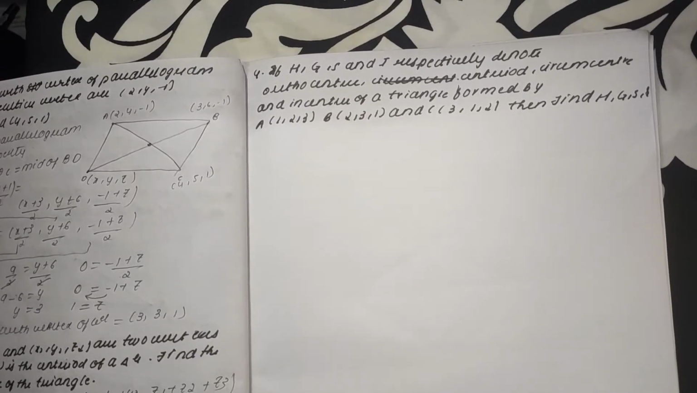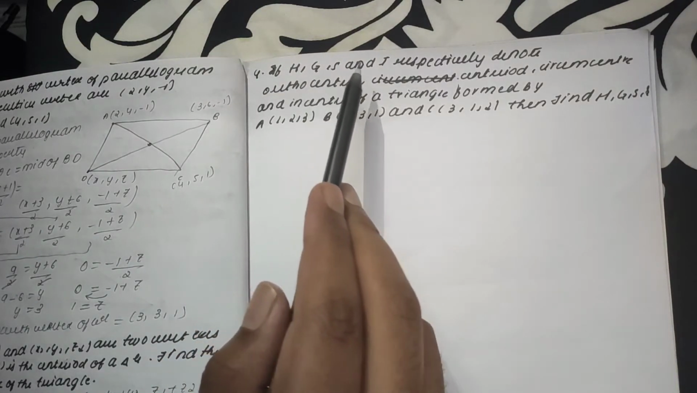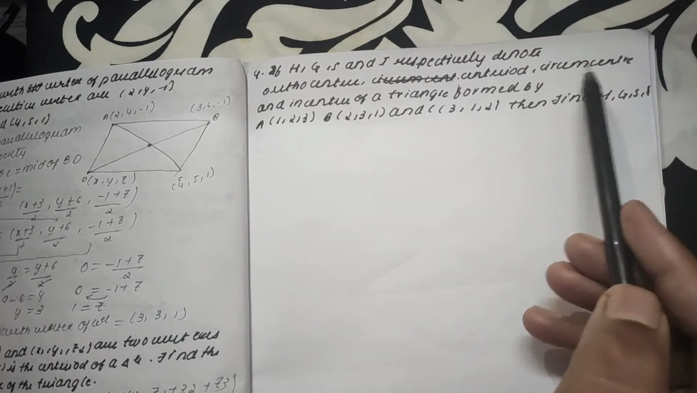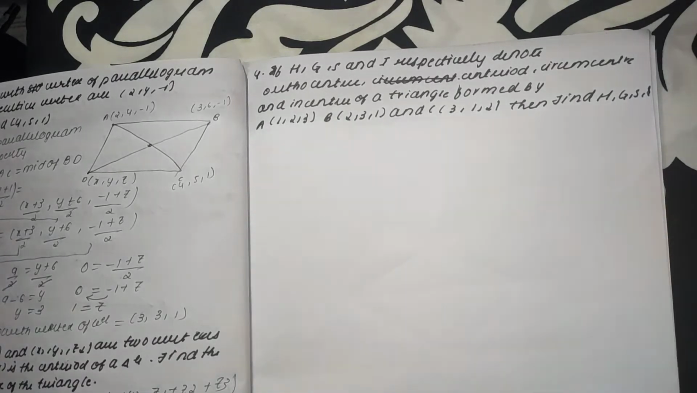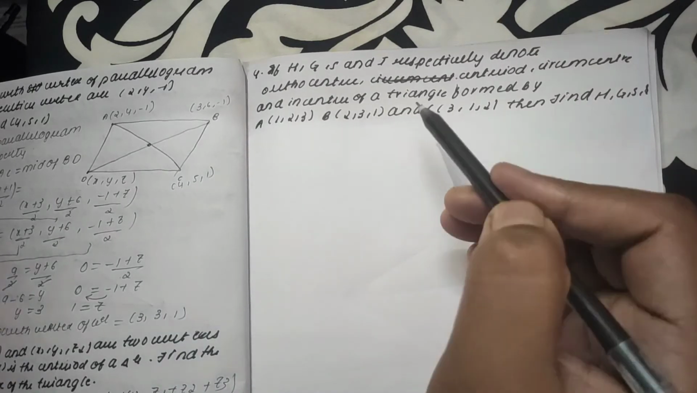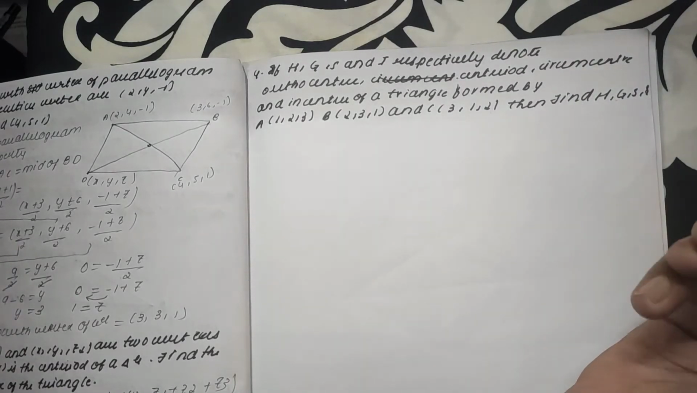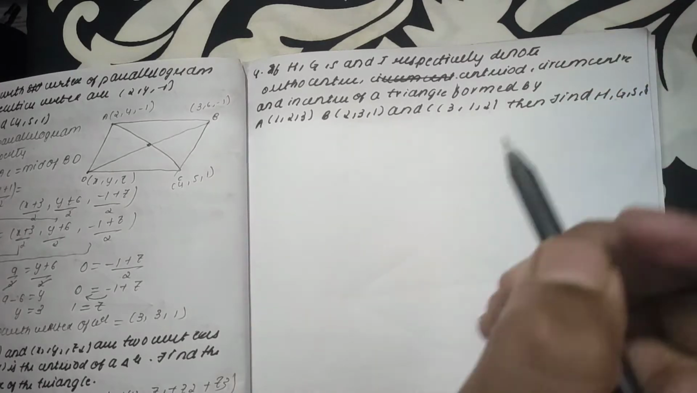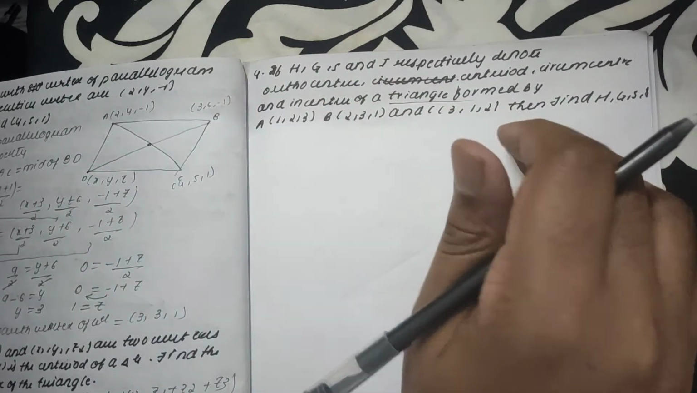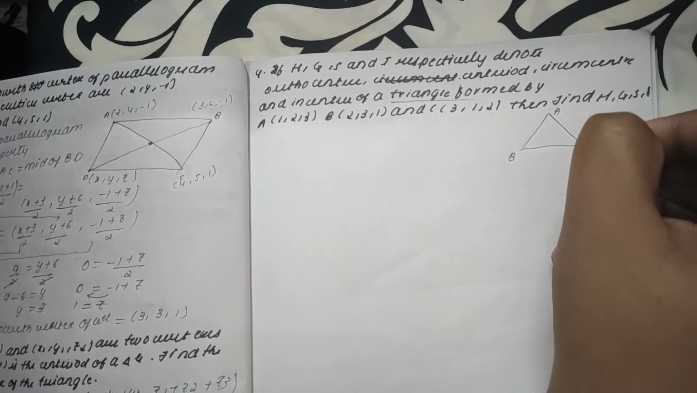I hope you have understood the previous sum. So let's go to the next sum, which is: given that H, G, S and I respectively denote orthocenter, centroid, circumcenter and incenter of a triangle formed by A (1, 2, 3), B (2, 3, 4) and C (3, 1, 2), then find H, G, S and I. So in earlier sums I have said that if a question says form the triangle by the following points, find the distance between their vertices A, B, C.